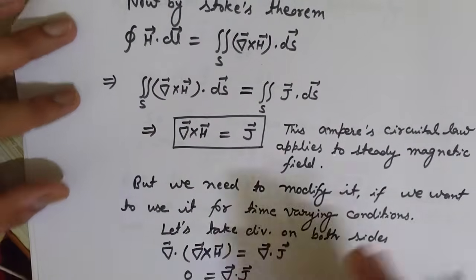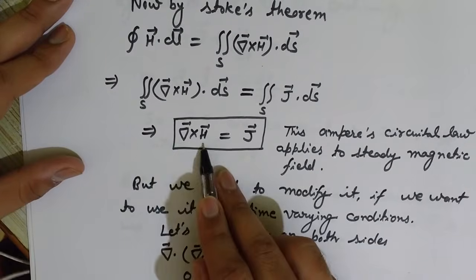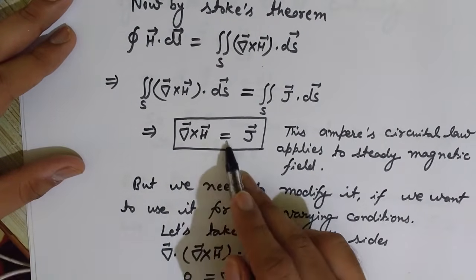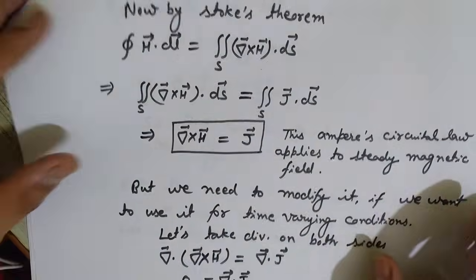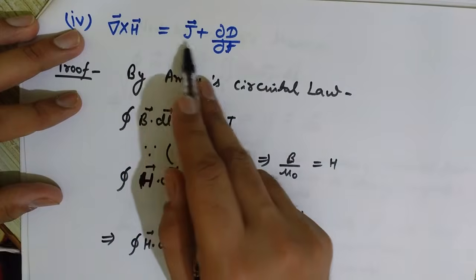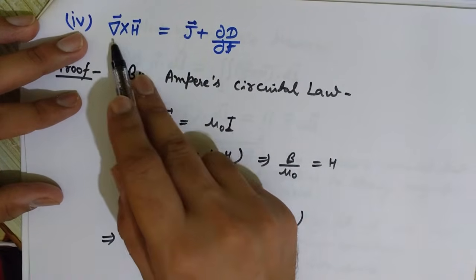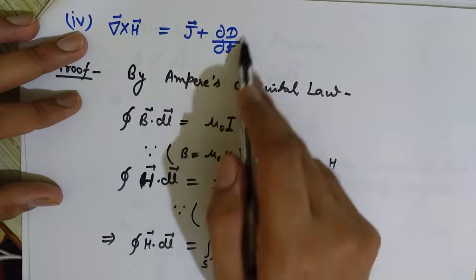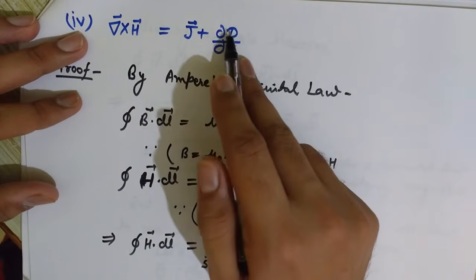Now you see that our equation was not this one. Our fourth equation of Maxwell was curl of H equals J plus del D by del t. See here that our original equation was curl of H equals J plus del D by del t, but we have derived only this part, curl of H equals J. So what about this del D by del t?